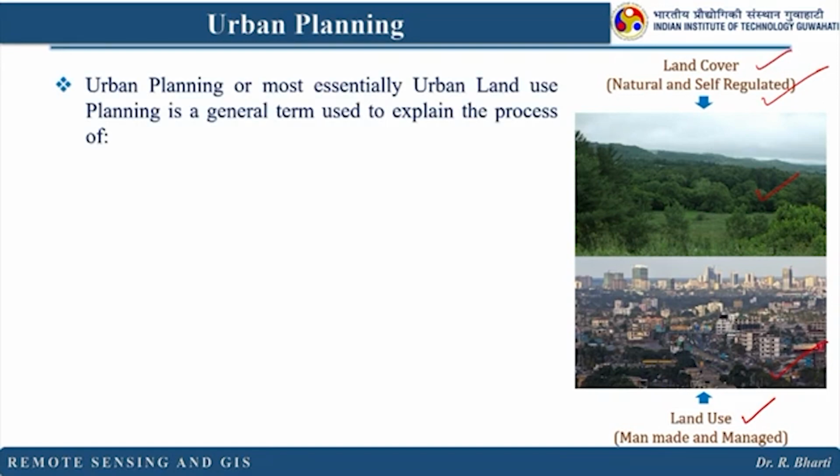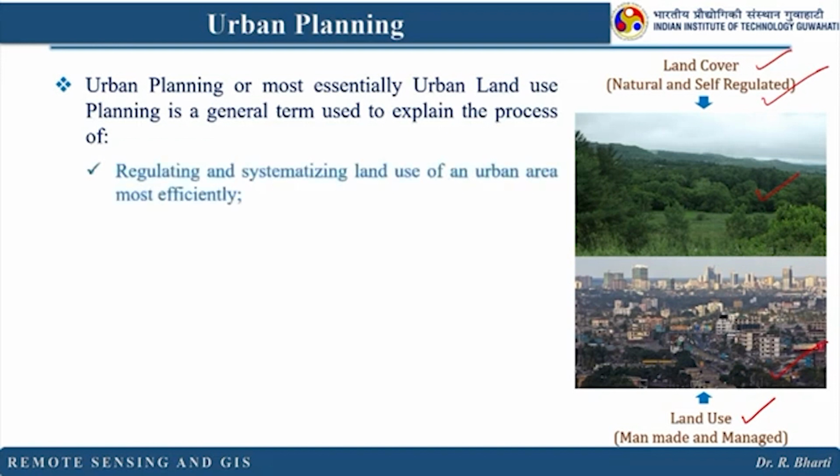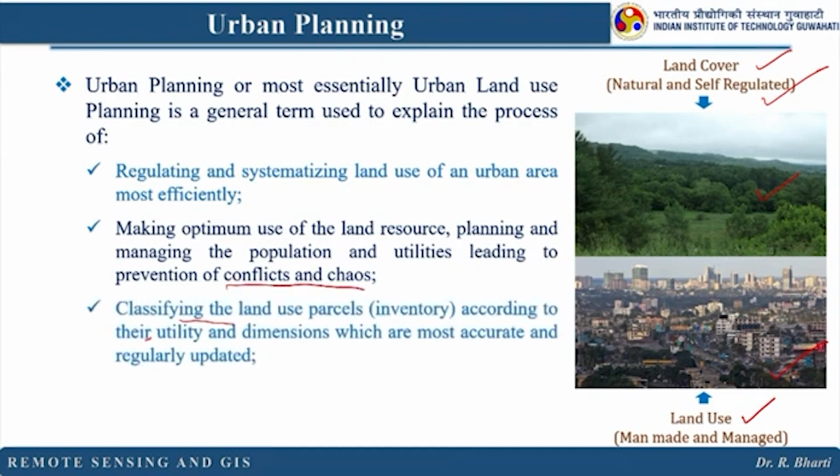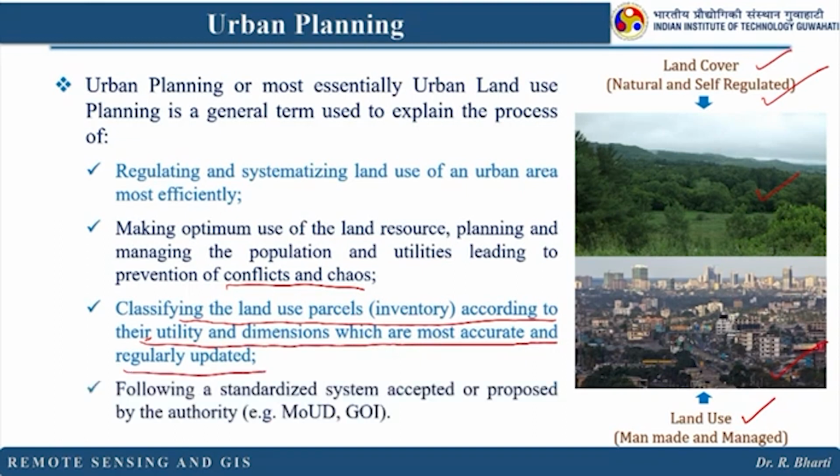Urban planning, or most essentially urban land use planning, is a general term used to explain the process of regulating and systemizing land use of an urban area most efficiently, making optimum use of the land resources, planning and managing the population, leading to prevention of conflicts and chaos. Further, classifying the land use parcels according to their utility and dimension, which are most accurate and regularly updated, right? So this you can think in remote sensing and GIS data sets, following a standardized system accepted or proposed by the authority like MOUD or Government of India, right?